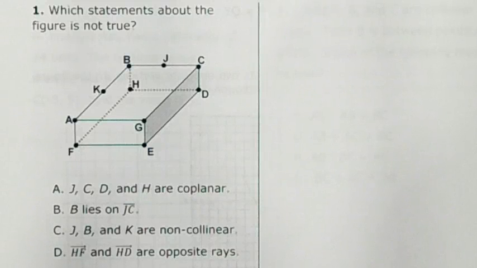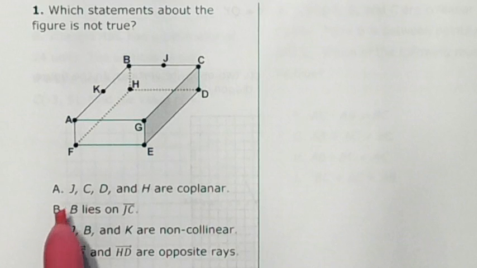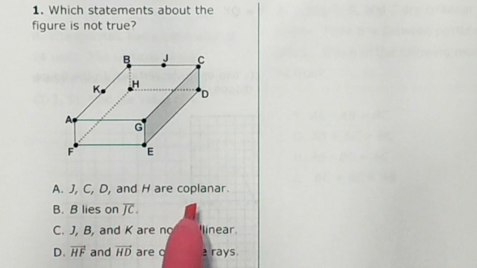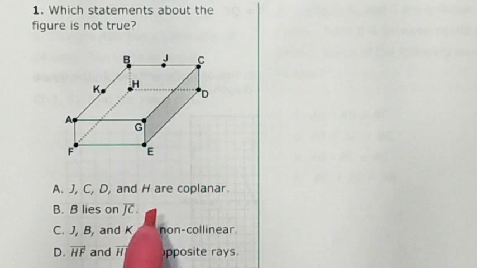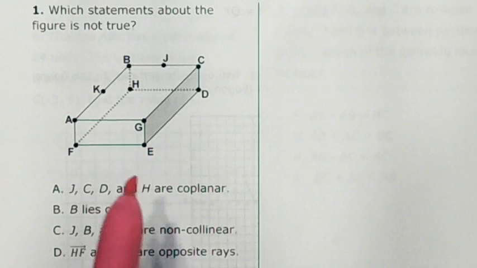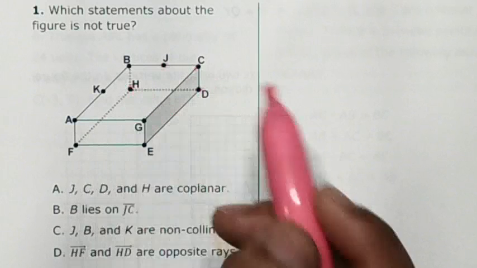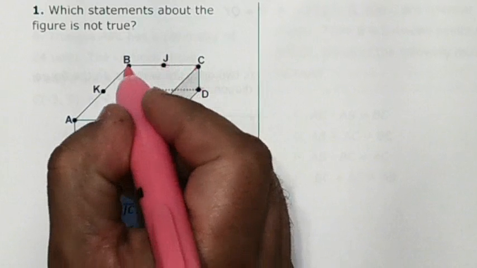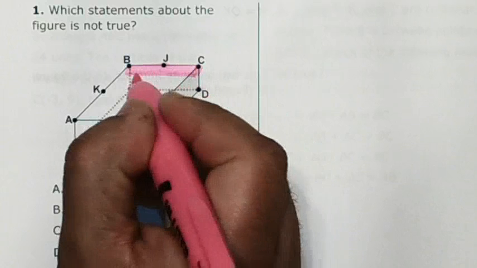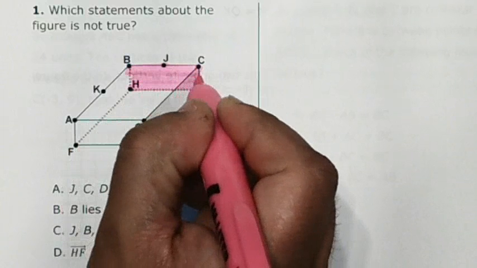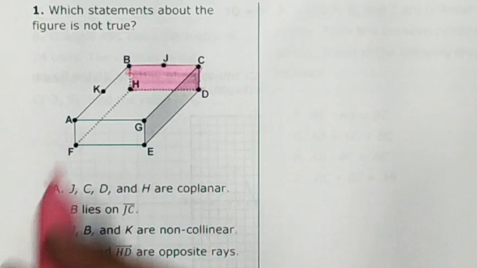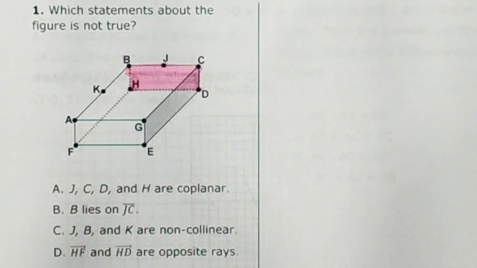All right, number one on the semester review, it says which statements about the figure is not true. So we're looking for not true. And it says points J, C, D, and H are coplanar. That means that they're on the same plane. And if I look at J, C, D, and H, they all appear to be on this backside of this 3D shape. So that is true. They are coplanar.